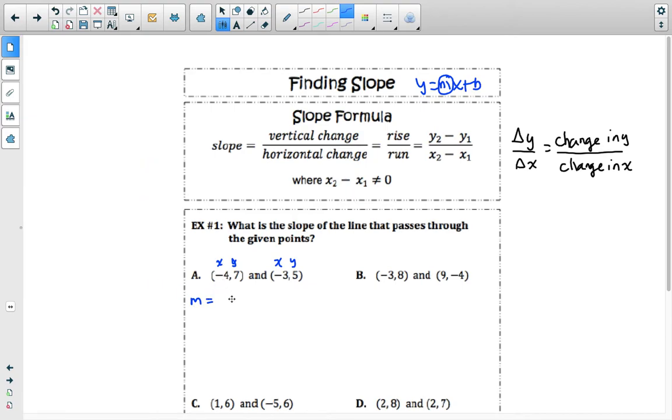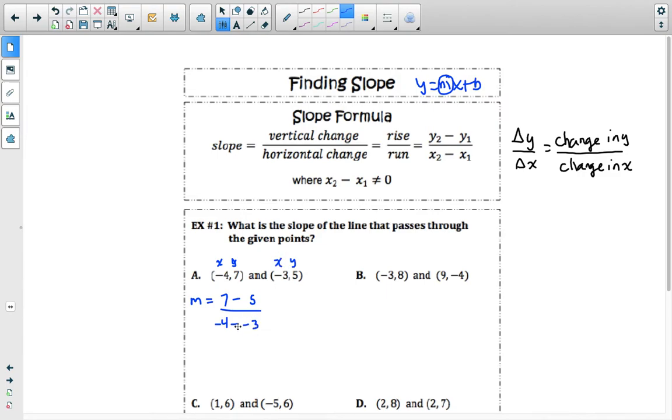We want to do change in y over change in x. So the first y value that I'm going to use is the 7. So I'm going to use 7 minus, then the second y value is going to be 5. This is going to be divided by, since I used the 7 for the first y value, I must use my negative 4 for the first x value. So I have negative 4 minus, and then I look for my second x value, which is negative 3.